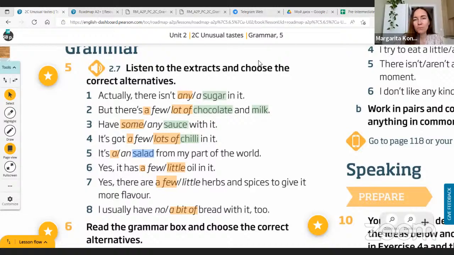Right, oil. Uncountable. Next one, herbs. A few herbs and spices. What herbs do you usually use? I use chili, I use pepper, and so on. Then countable. Countable, yeah. And spices the same, right? So they are countable. And bread? A bit of bread countable.